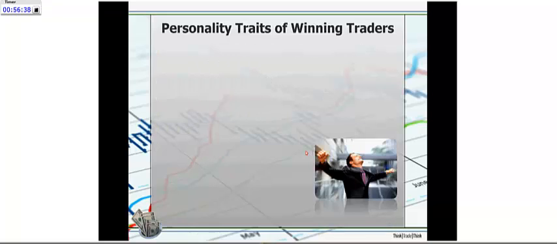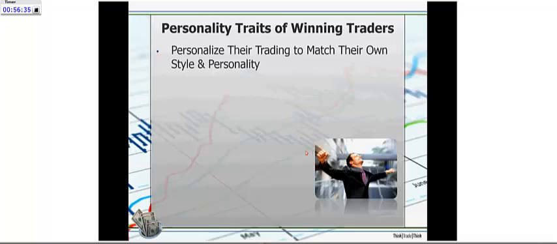And then the personality traits of winning traders. They personalize their trading to match their own style and personality. And this is very important because it's very difficult to take another person's trading system and trade it as well as they do. The reason is that they've personalized it, and they know what their strengths are, they know what their weaknesses are, and they've created a trading system and a framework that allows them to take advantage of their strengths and either eliminate or kind of hide their weaknesses. So until you can actually personalize a trading system that you've learned, it's going to be very difficult for you to get the same results as whoever's teaching it to you.